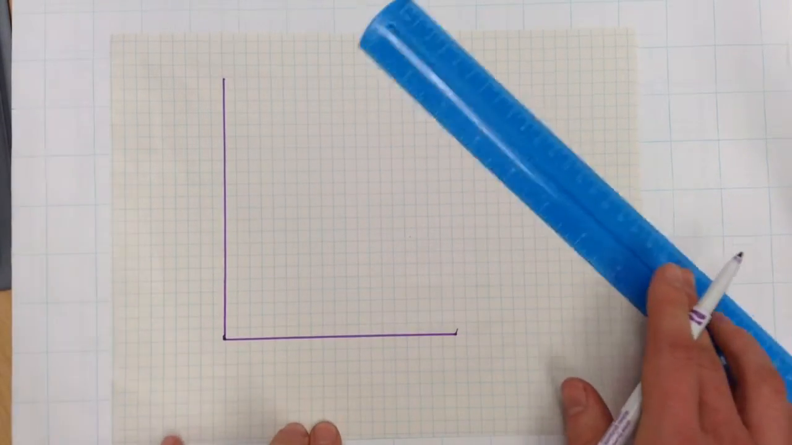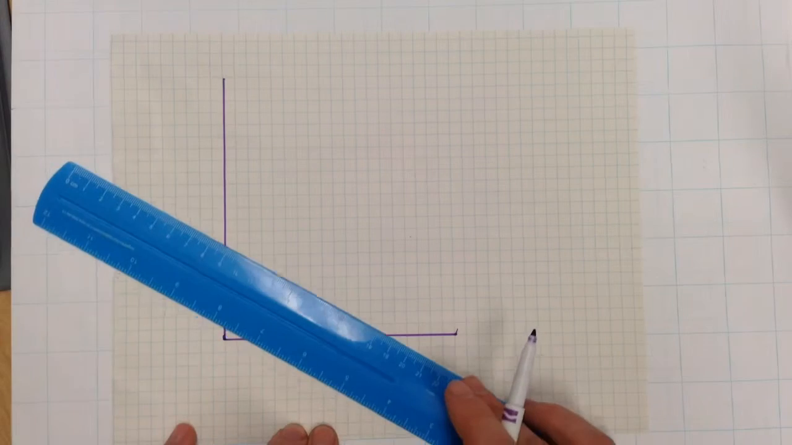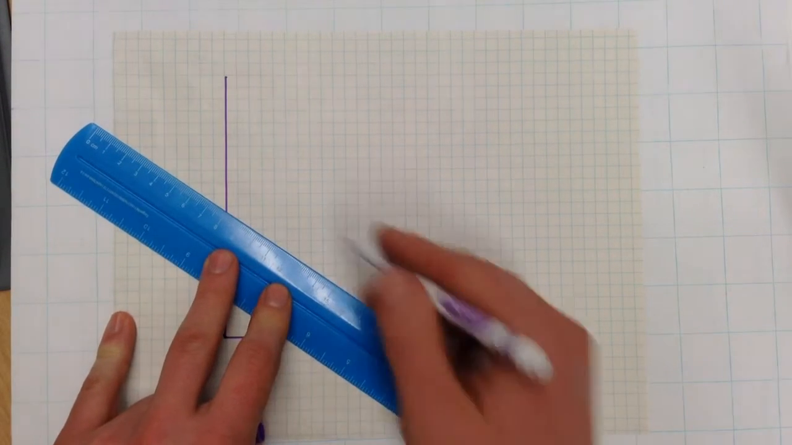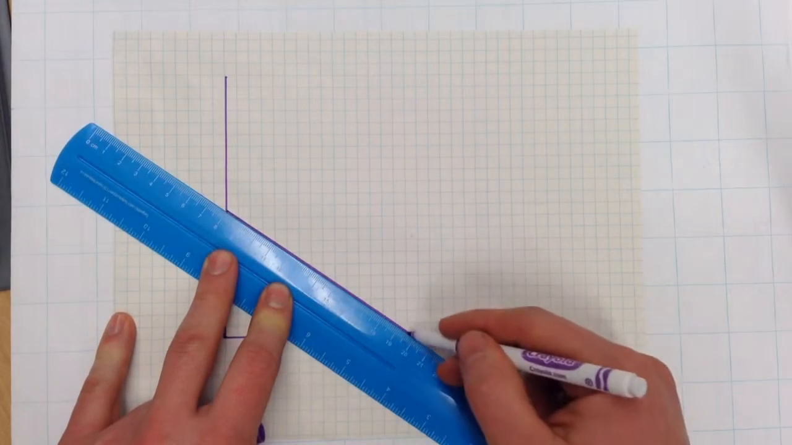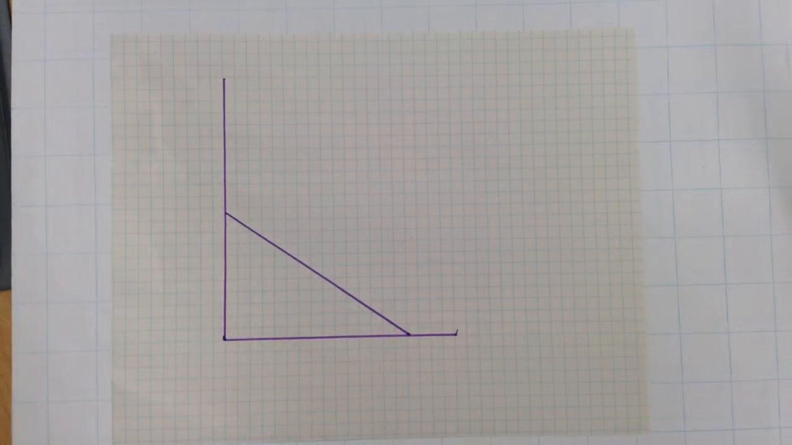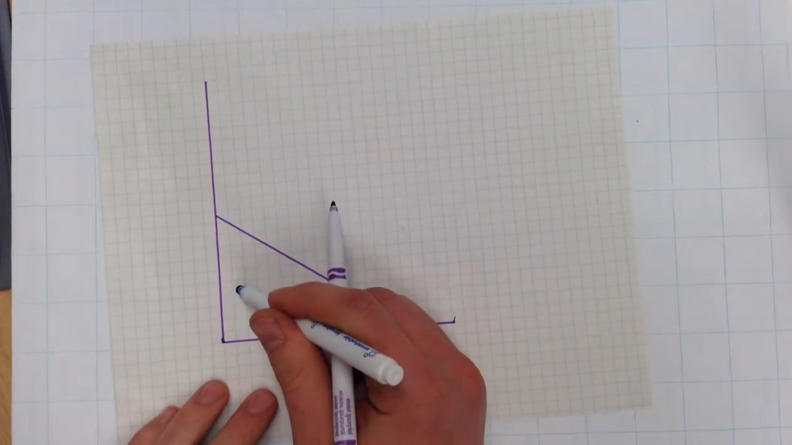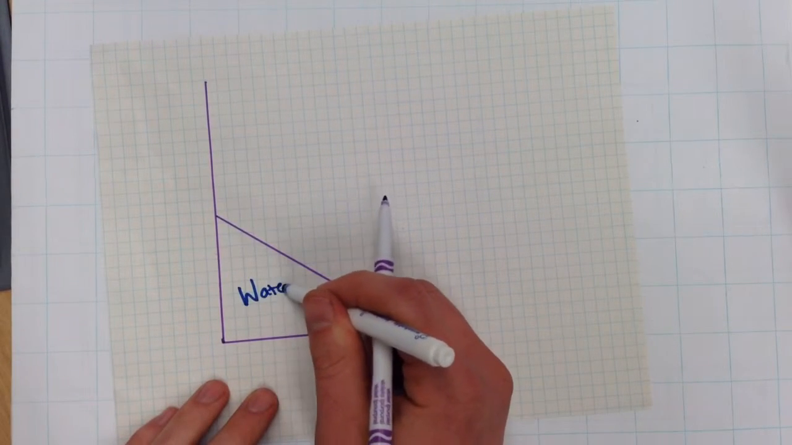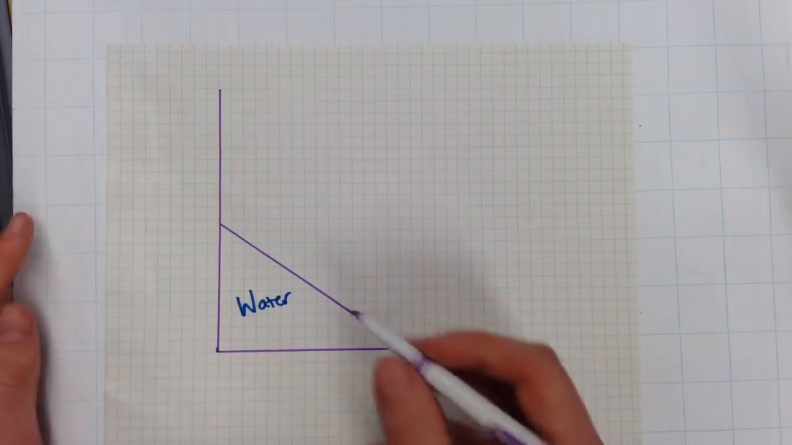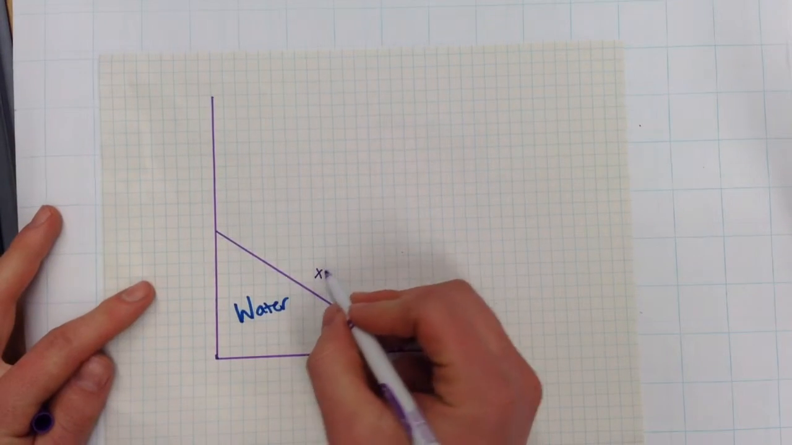Okay, so say this is a corner of my course, and I've got an angle here, and we'll say this is my water hazard. Okay, and I want to know how long this line is.